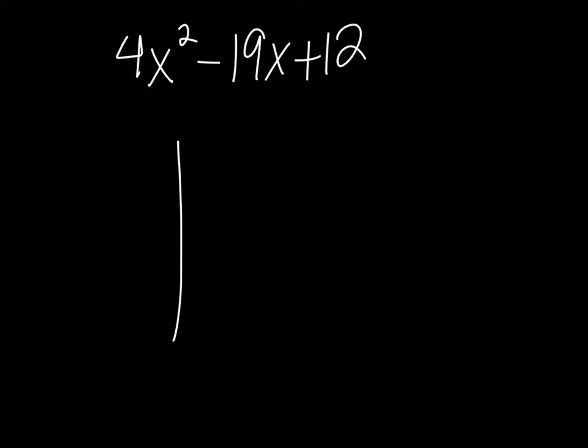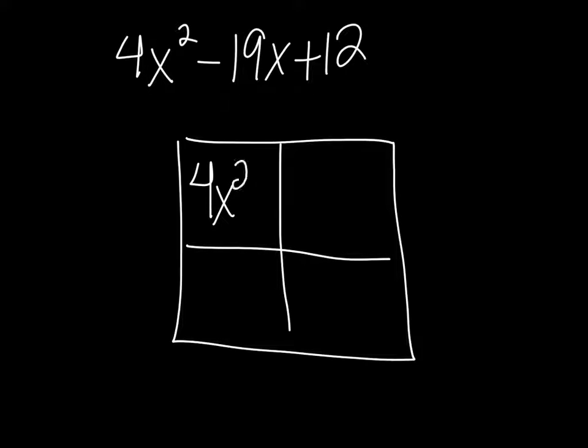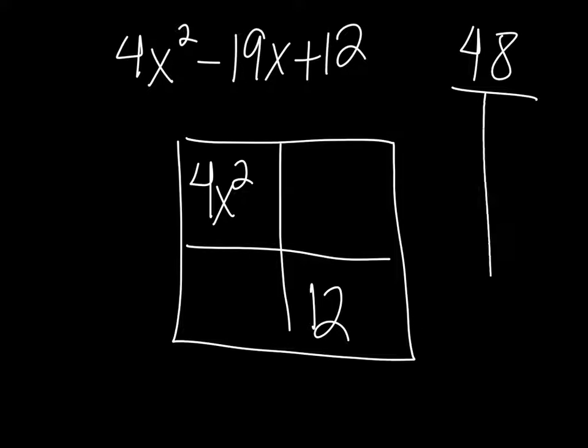First, we're going to draw our box. And right now, we're only going to focus on that 4x squared and the 12. The first thing we want to do is take the product of 4 and 12. So 4 times 12 is 48. And we want to think about which factors of 48 will subtract to give us 19. Well, they're going to add to give us 19.